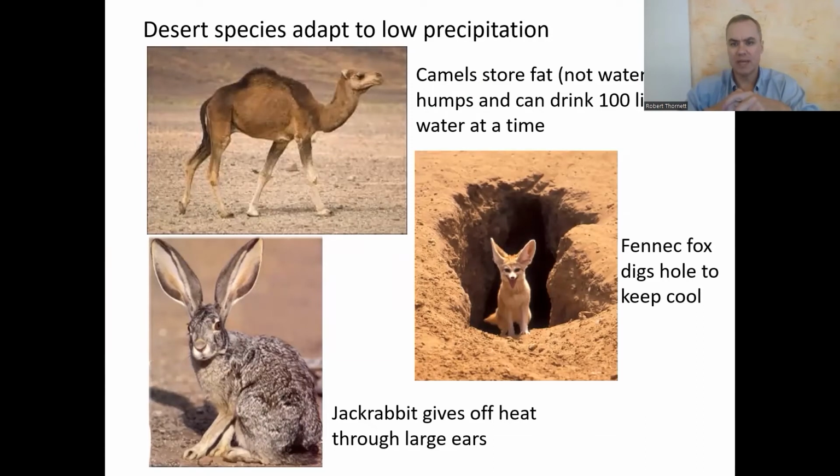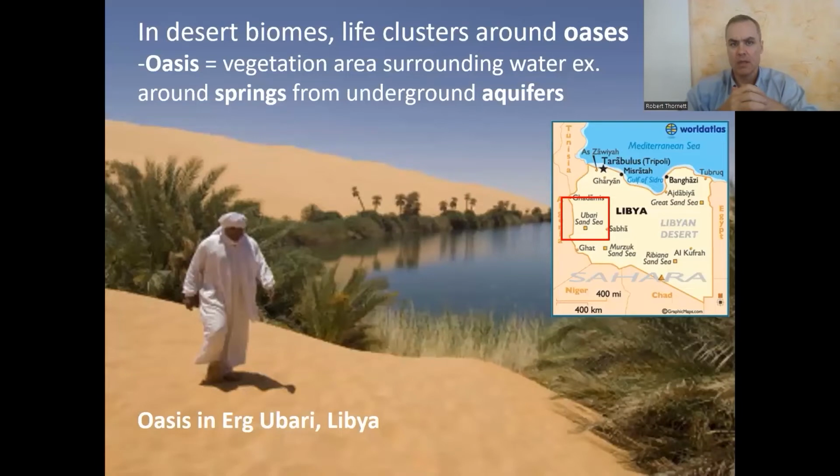And desert species have ways of retaining water too, and also ways of eliminating heat, getting heat out of their body. So the jackrabbit on the bottom left there releases heat through his ears. He's got these massive ears that he can unload heat. The fennec fox digs a hole to sort of get out of the sunlight and stay cool. And camels store fat in their humps, and they could drink 100 liters of water at a time.